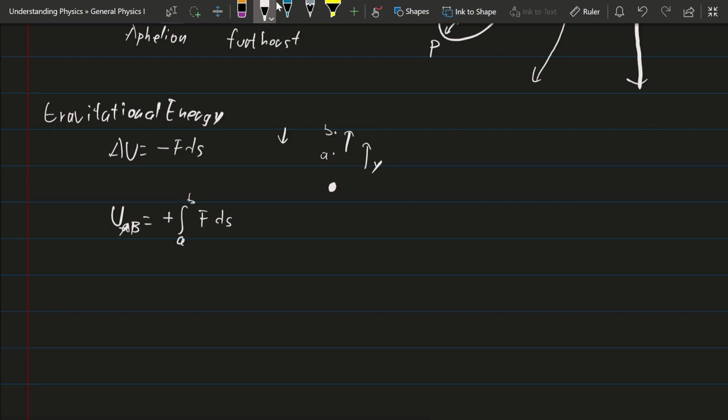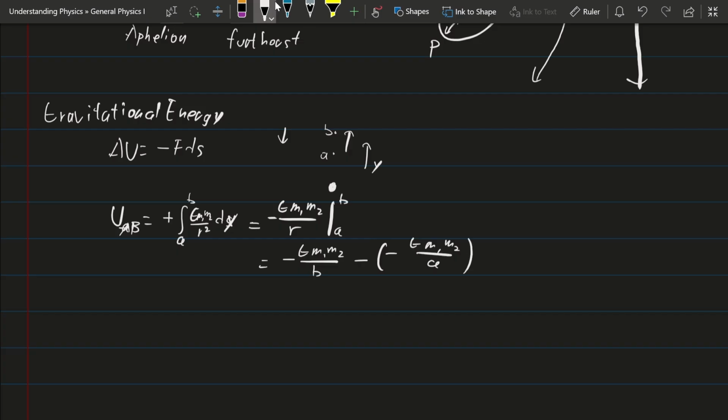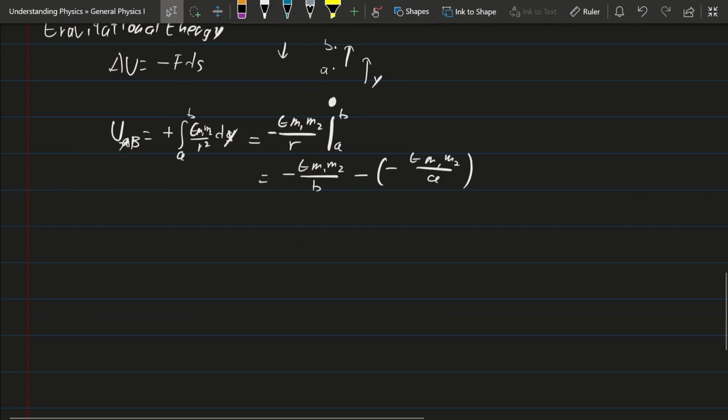So let's denote this to be dr. And then we'll also have GM1M2 over r squared. If you try to do the integral, this will later be GM1M2 over r, the negative, from B to A. And so this is basically the negative GM1M2 over B minus the negative GM1M2 over A.